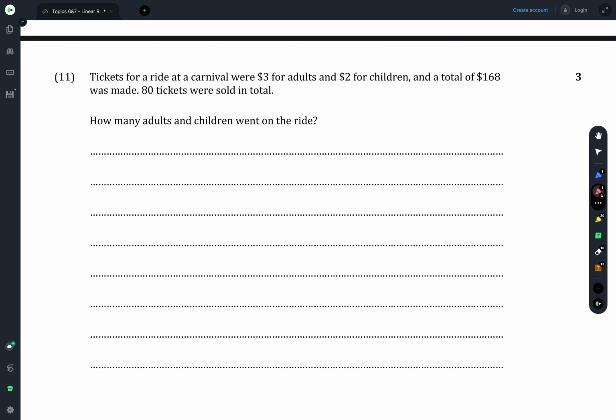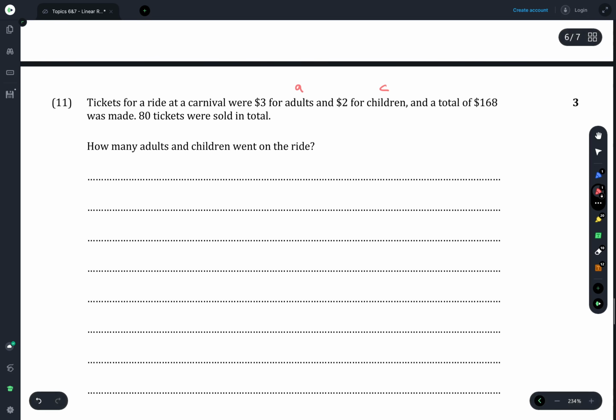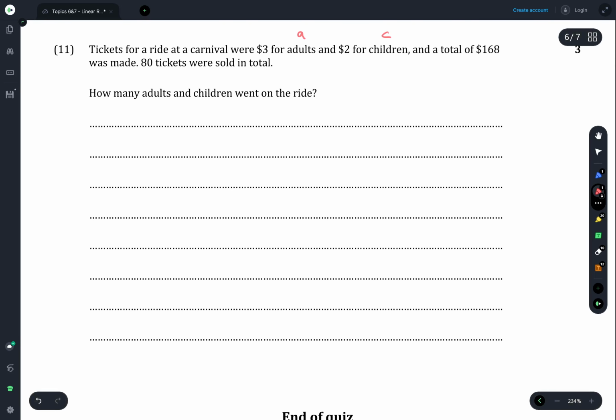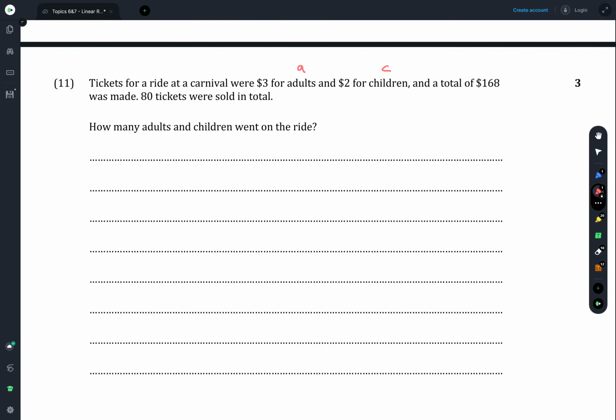So again, what we want to do here is create two simultaneous equations which we can solve. Our two variables, first of all, are the amount of adults, so let's call that A, and the amount of children, let's call that C. We're told that it's $3 for adults and $2 for children, and from those prices, $168 was made. So that means we could say $3 for every adult plus $2 for every child, then made $168. So that's the first equation.